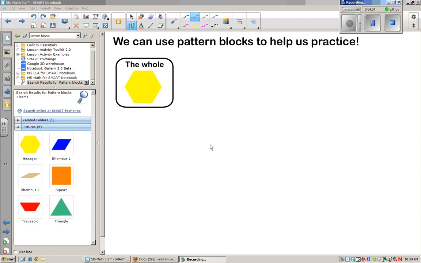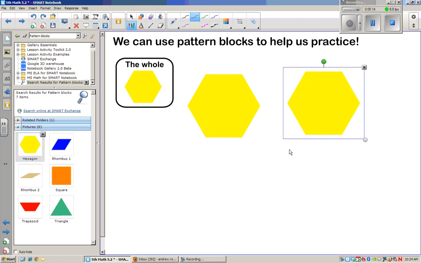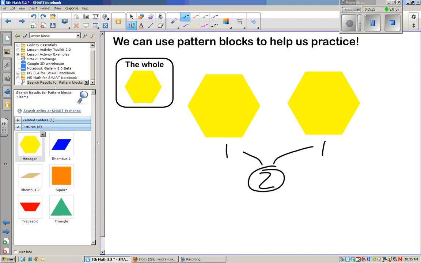All right, let's do some example problems here, and we can use pattern blocks to help us. Something that's really important to keep in mind whenever you're doing any kind of fraction problem is what is the whole. So in our problems here, one hexagon is going to be the whole. So if I put out one, two hexagons, and I asked you to write what that represents, I would expect you to write 2, because this is one whole, this is one whole. You put those together, one whole and one whole is 2.